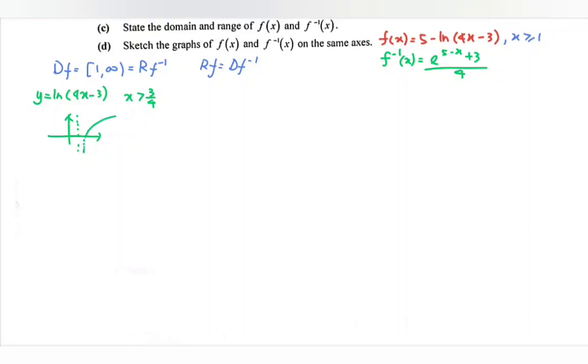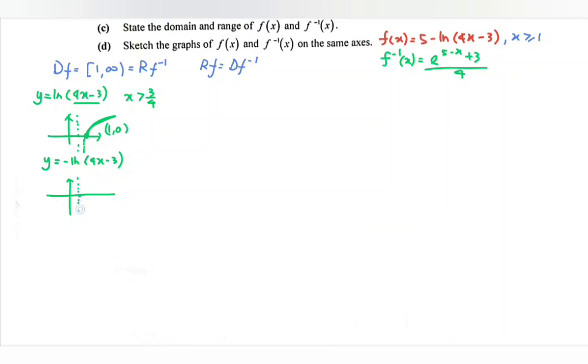Because of the situation, they said x must be greater than or equal to 1. So when we substitute x equals 1, notice that here we have 4 minus 3, which is ln 1. So x equals 1, y will become 0. That's why we have the dot at the bottom and only have the solid graph here. So that will be the graph for the situation. Next, if y equals negative ln(4x - 3), the graph will be something like this.